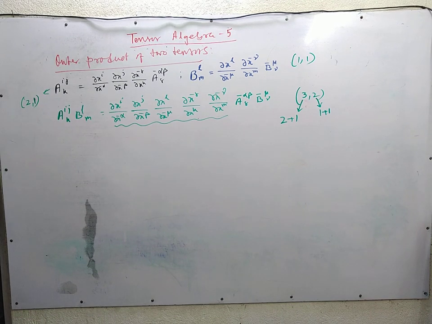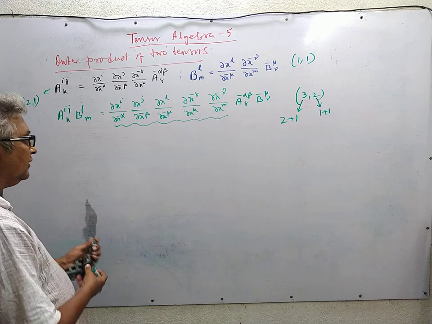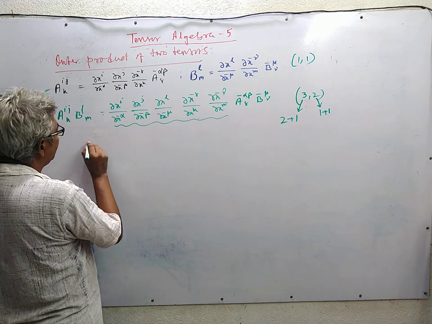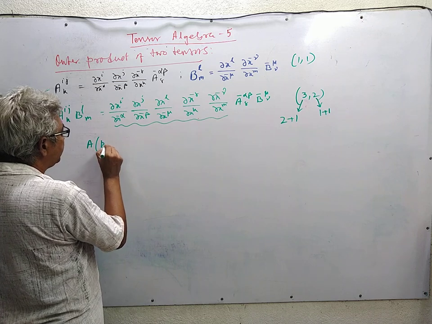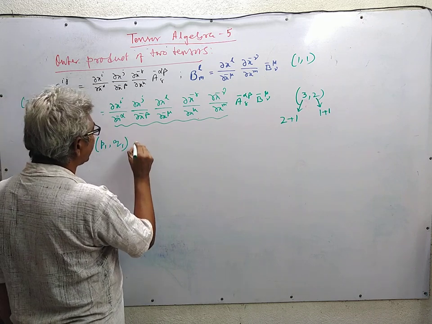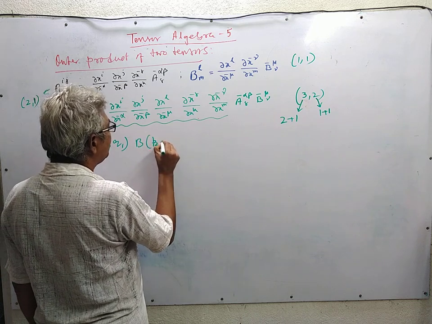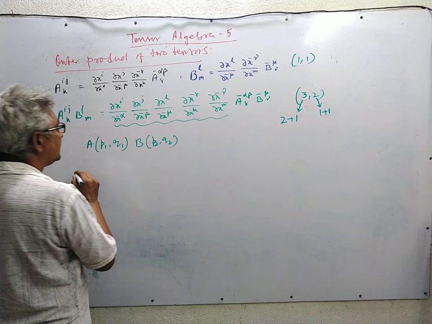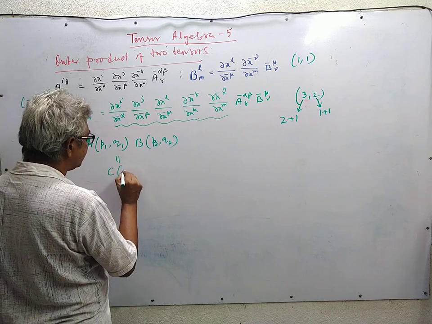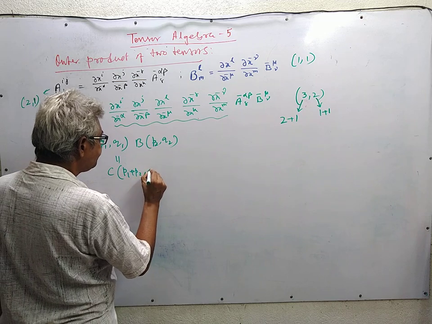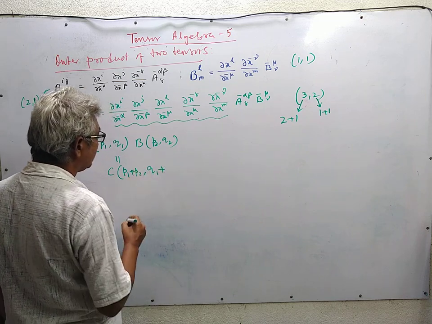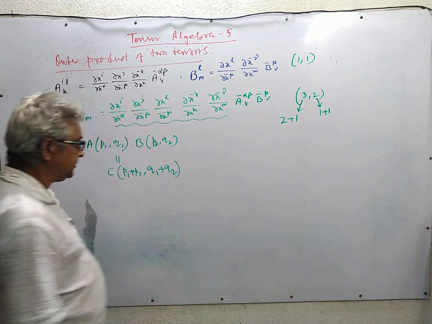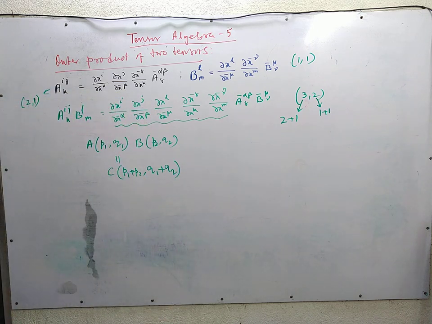We can define the outer product for two general tensors, but it will be complicated. In fact, for the outer product, if we have a tensor A of rank P1, Q1, and another tensor B of rank P2, Q2, then the resulting quantity C will be a tensor of contravariant rank P1 plus P2 and covariant rank Q1 plus Q2, provided none of the indices are common in both the tensors A and B.